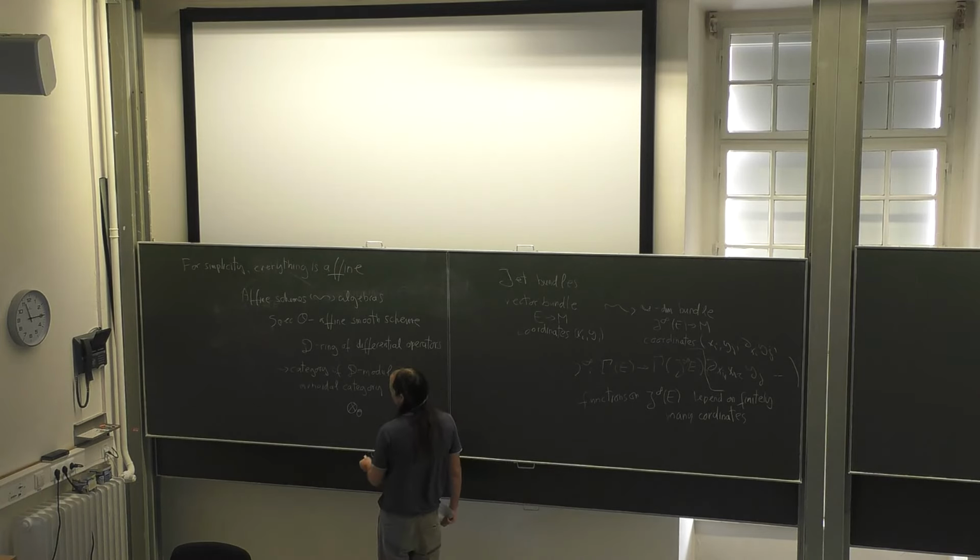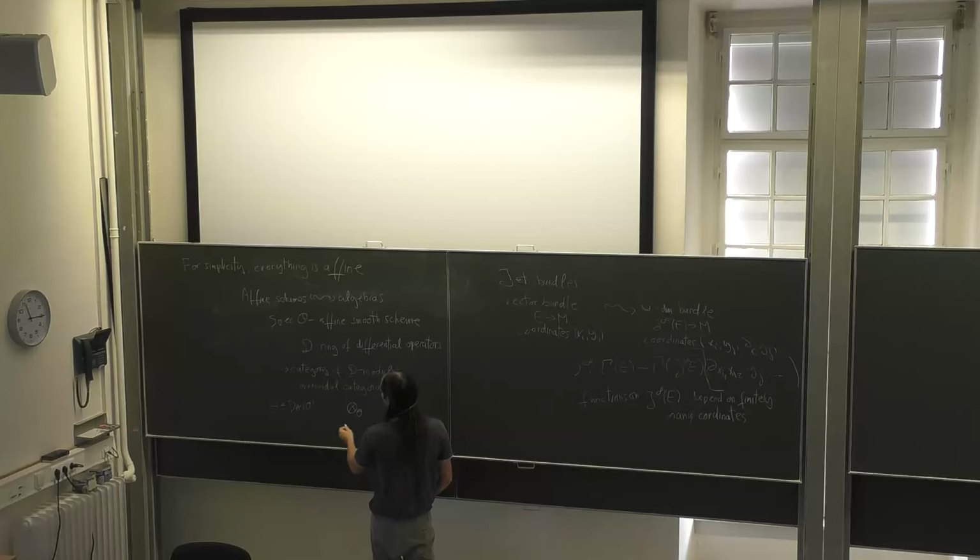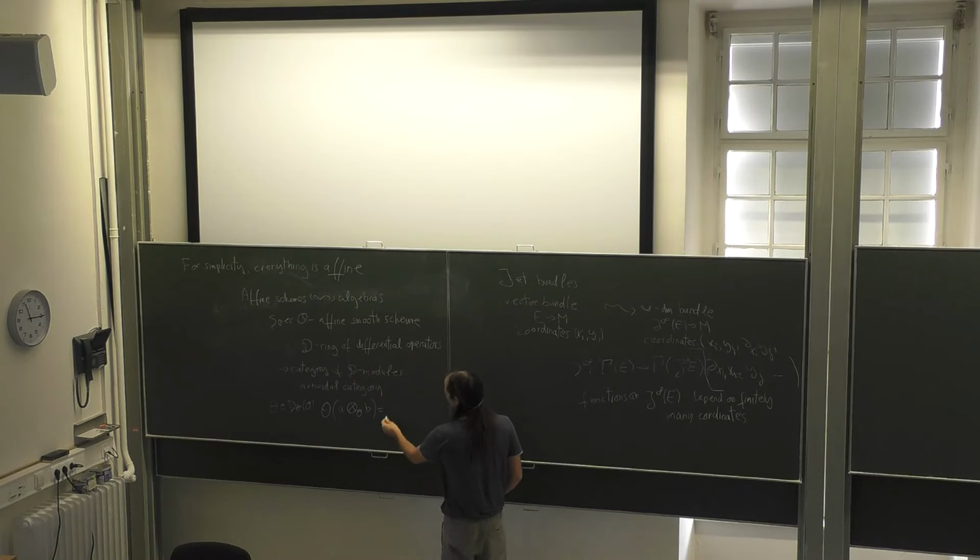And then how you act: if you have a derivation, or a vector field, a derivation theta of O, and you have A and B, and you act by theta, you act by the Leibniz rule. So theta(A) tensor over O with B, plus A tensor over O with theta(B).